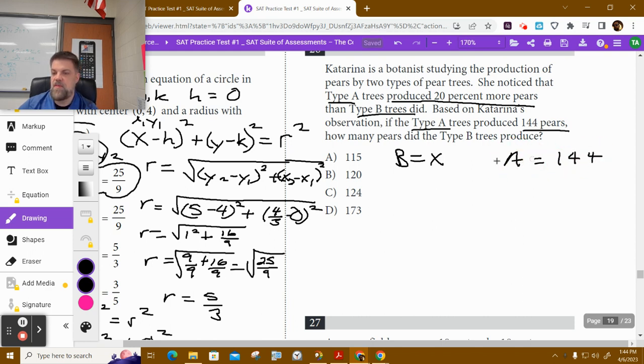Do we know how many B produced? No. So when we don't know, we call it X. Okay. Well, how can that be produced? Well, we know that 1 times X plus, and when they say B, it did 20% more than B. So that's where I kept making my mistake, is that B, whatever B is, you have to add 20% to that. And that will equal A.